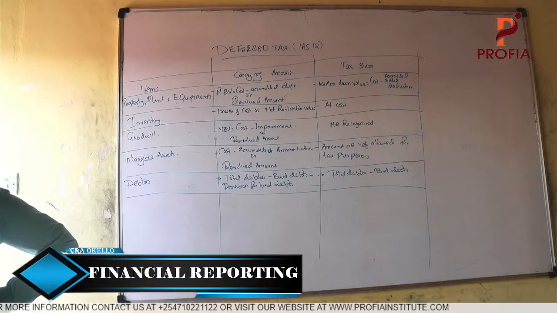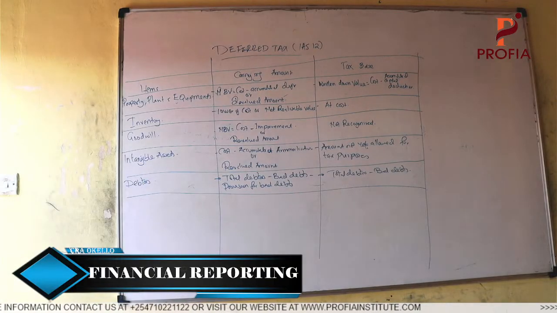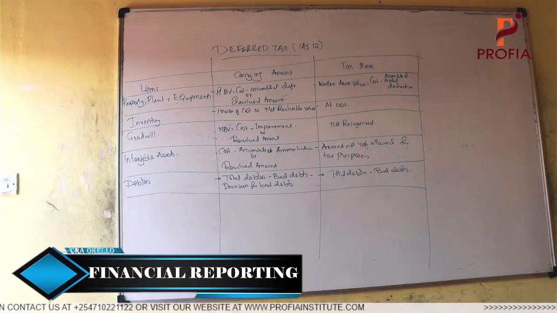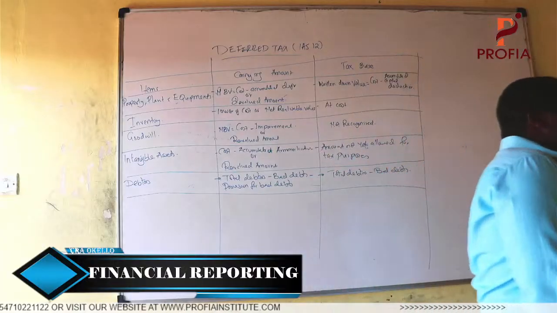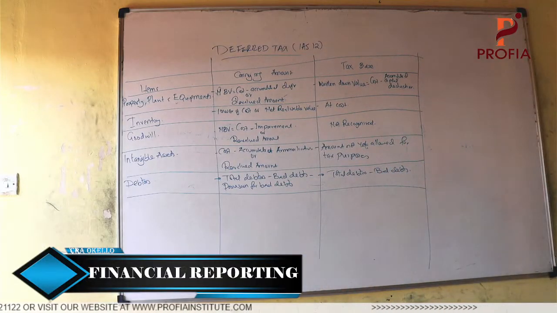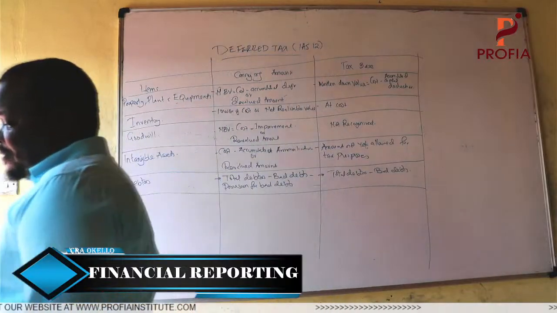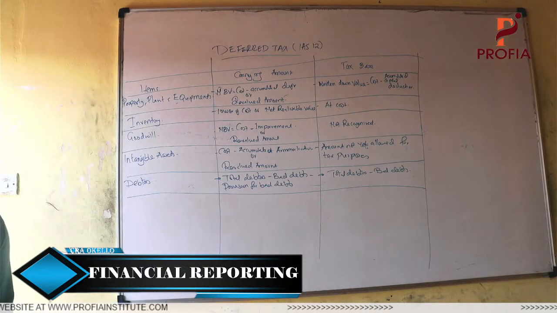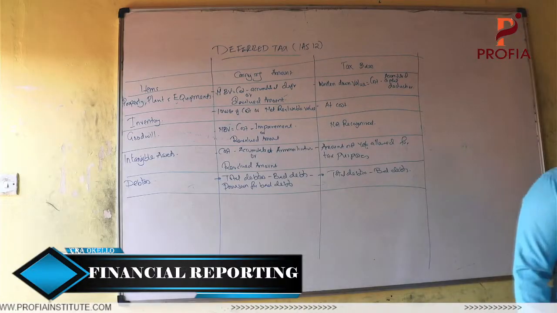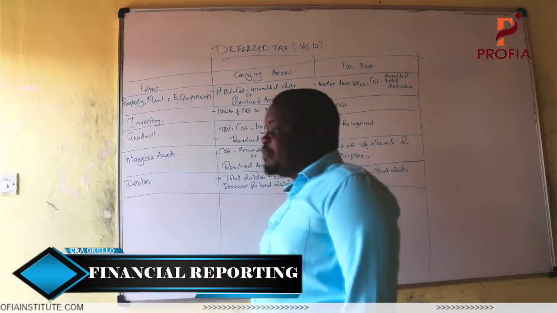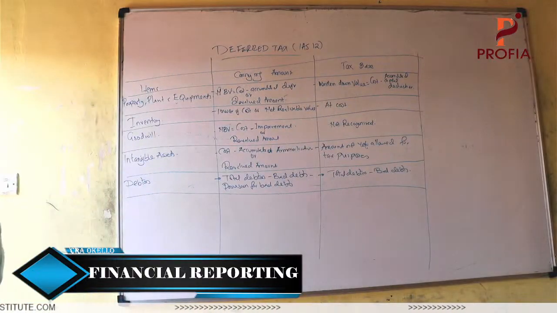So let's write something. Let's have a small subtopic and call it temporary difference, TD. Temporary difference can either be taxable or deductible. So we start with the first one.